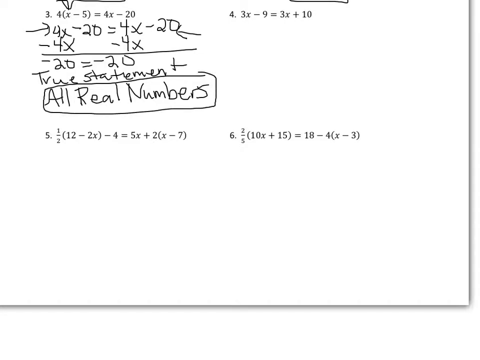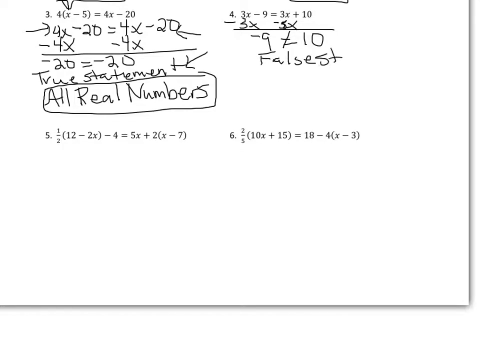Okay? That's very important, though. That has to be a true statement if the variables cancel out. Now, if we look at number 4, we have 3x minus 9 equal to 3x plus 10. Each side is simplified already, so we want to get the variable on one side. To do that, we would subtract 3x and subtract 3x. And here you notice the variables will cancel on both sides, but in this case I get negative 9 equal to a positive 10. Now, that's not true, or that's a false statement.